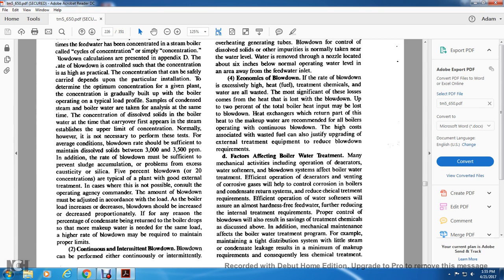If for any reason the percentage of condensate being returned to the boiler drops, so that more makeup water is needed with the same load, a higher rate of blowdown may be required to maintain proper limits.